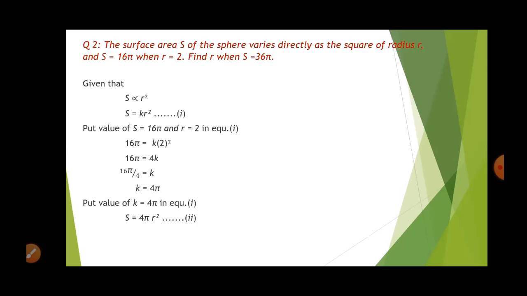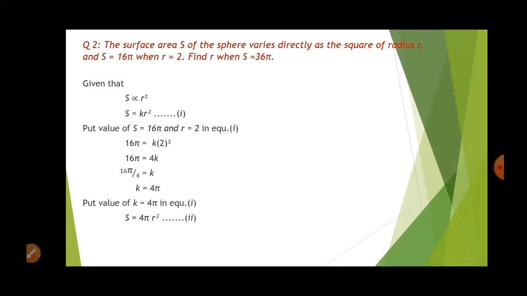Before finding the value of r, we have to find the value of K. According to question, S is equal to 16 pi and r is equal to 2. So put the value of S and r in equation 1 to find K. 16 pi is equal to K into 2 raised to power 2. 16 pi is equal to 4K. 4 will be shifted to left hand side. 4 ones are 4 and 4 fours are 16. So the value of K will be 4 pi.